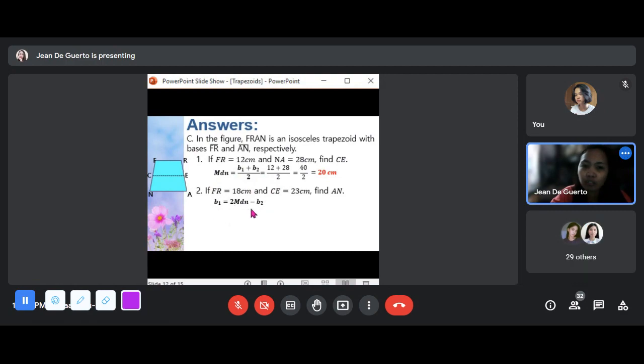So, eto na yung formula natin. Pwedeng ito yung base 1. Pwede etong formula na to, pwede nating gamitin if base 1 is missing o kaya base 2 ang hinahanap din. So, either of the bases. Papalitan nyo lang yung subscript ng base 1 ng 1 saka 2. So, ano yung measure ng AN natin dito?